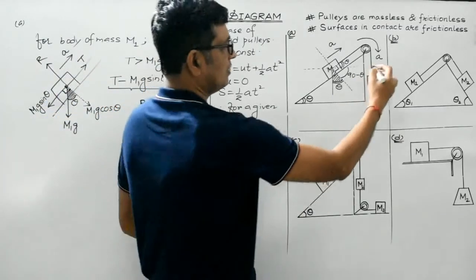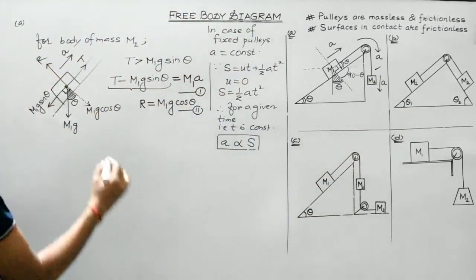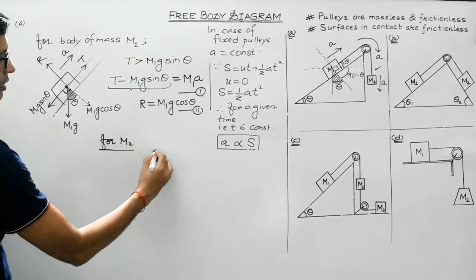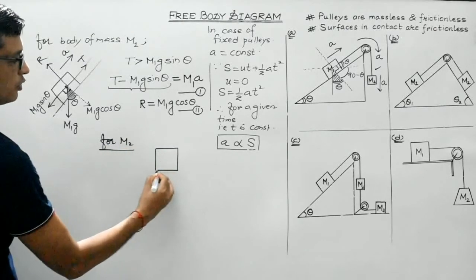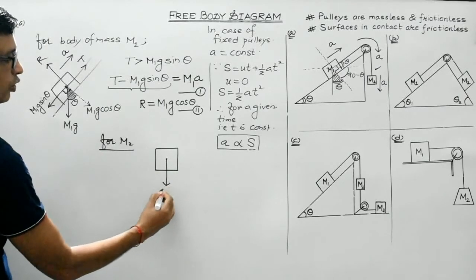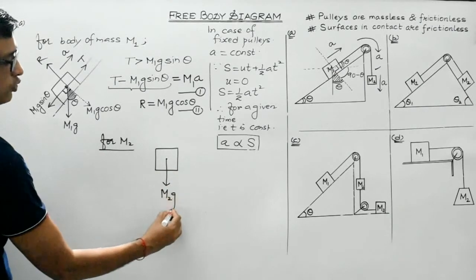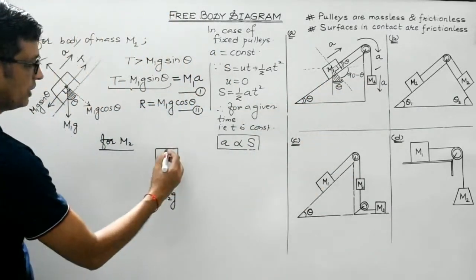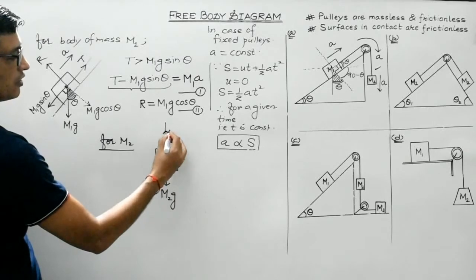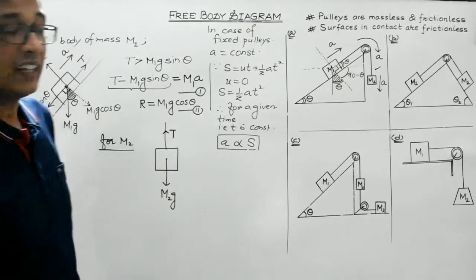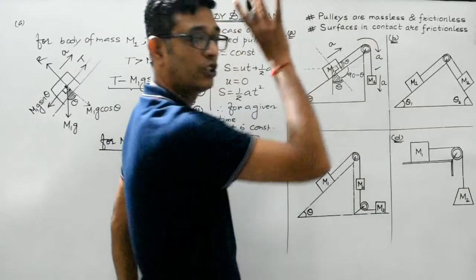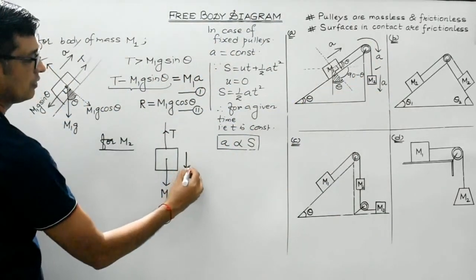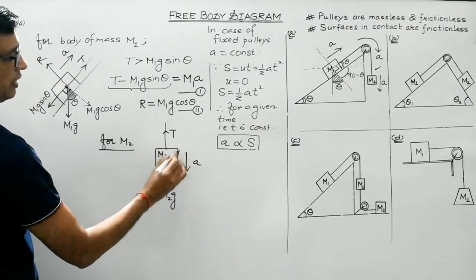Now let's consider this body of mass m2. For body of mass m2, let's draw its free body diagram. This is m2. So what will be the forces acting over here? One is m2g, which will be the weight of the body, which will act in the vertically downward direction. The other one would be the tension, like this, along this direction. Tension always acts along the length of the string towards the point of suspension, and the acceleration of this body is in the downward direction. This is m2.